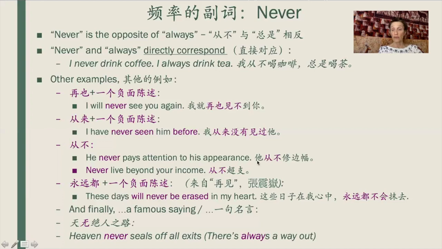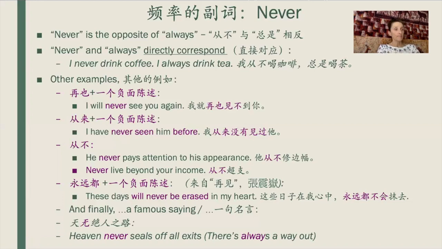So you might be thinking 你从不修边, means he never pays attention to his appearance. So 从不 is pretty easy. 从不朝之, never live beyond your means. Never spend more than the money you have. Okay. Another expression is a little bit more complicated.